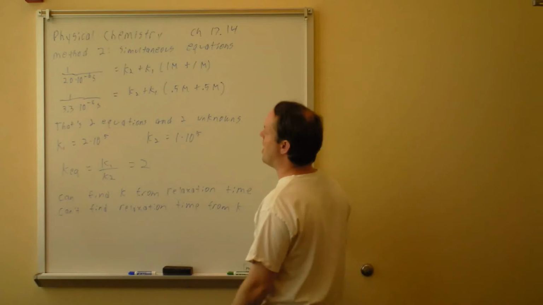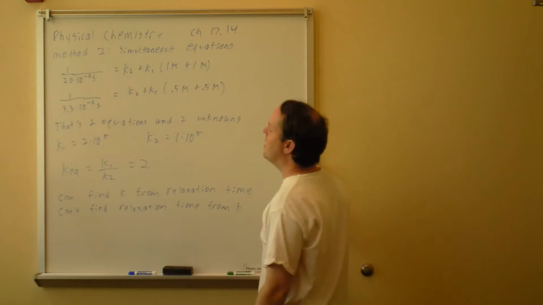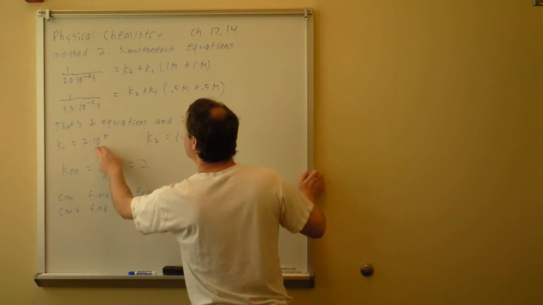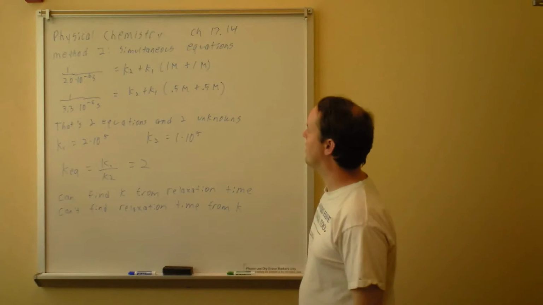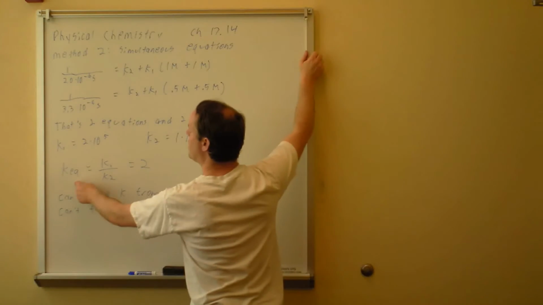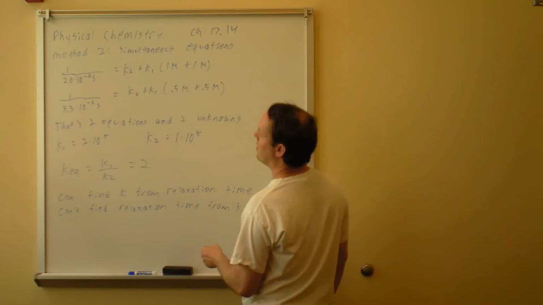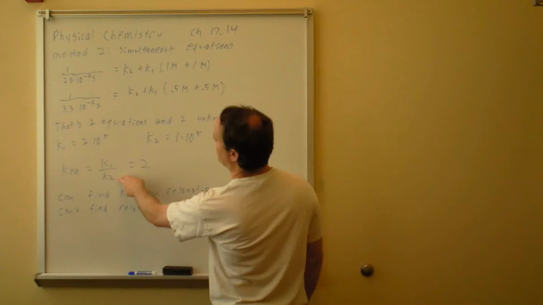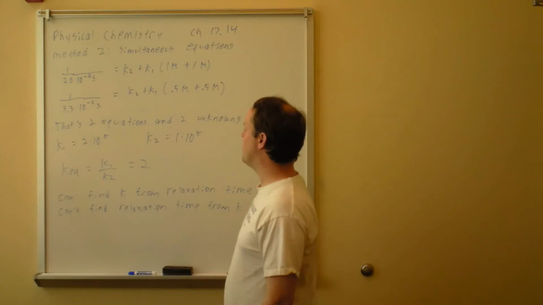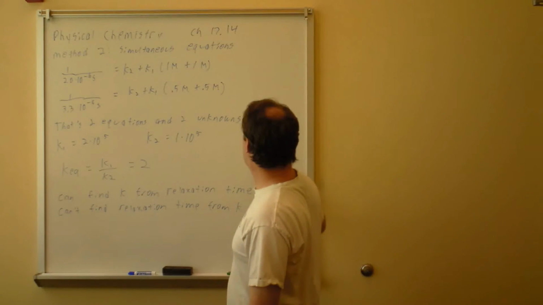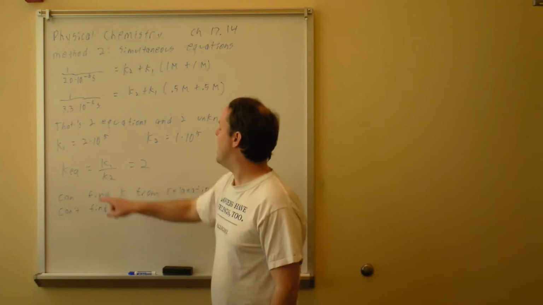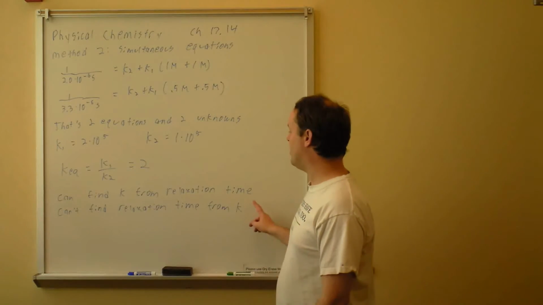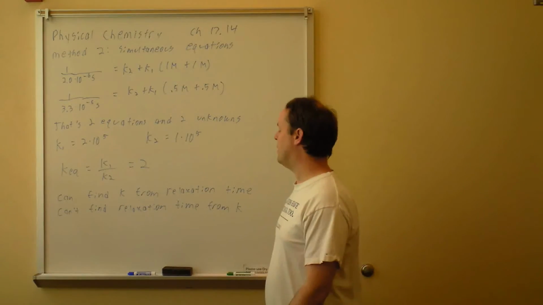And like I said, even if you haven't had linear algebra, you'd probably figure out that K1 is equal to 2 times 10 to the 5th, and K2 is equal to 1 times 10 to the 5th. And your K equilibrium, remember, is your forward rate constant over your reverse rate constant, K1 over K2. So the forward rate constant by the reverse rate constant is 2. So notice from our relaxation time, we were able to find K, the equilibrium constant. But you can't go the other way around. If you have your equilibrium constant, there isn't a way to go backwards and find the relaxation time.